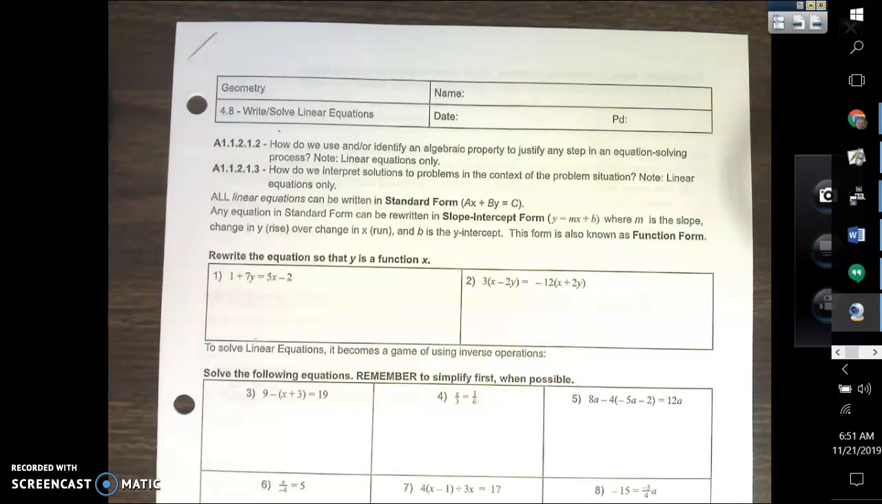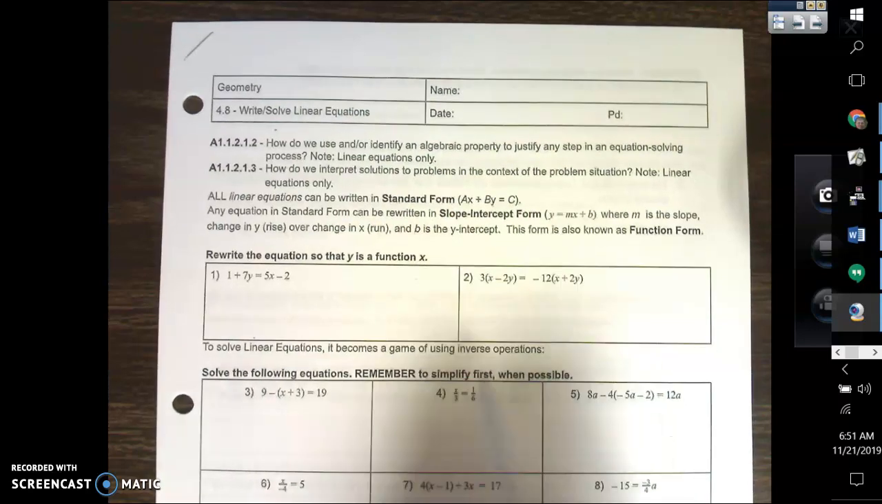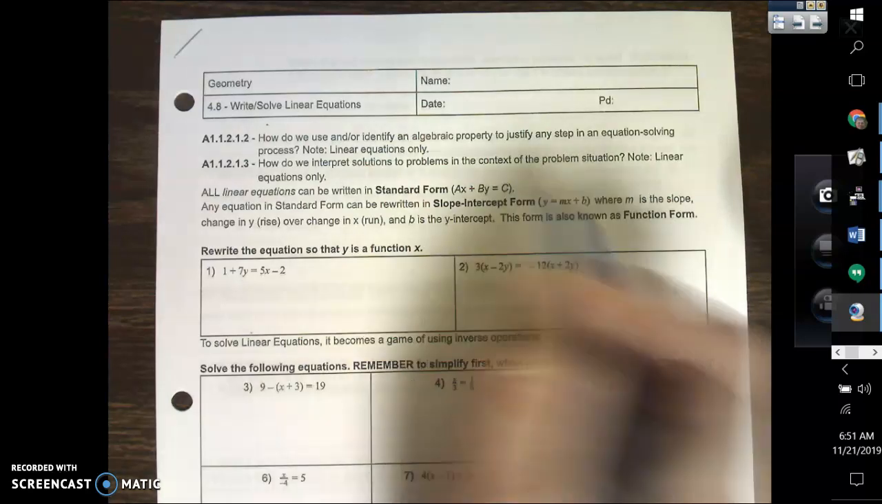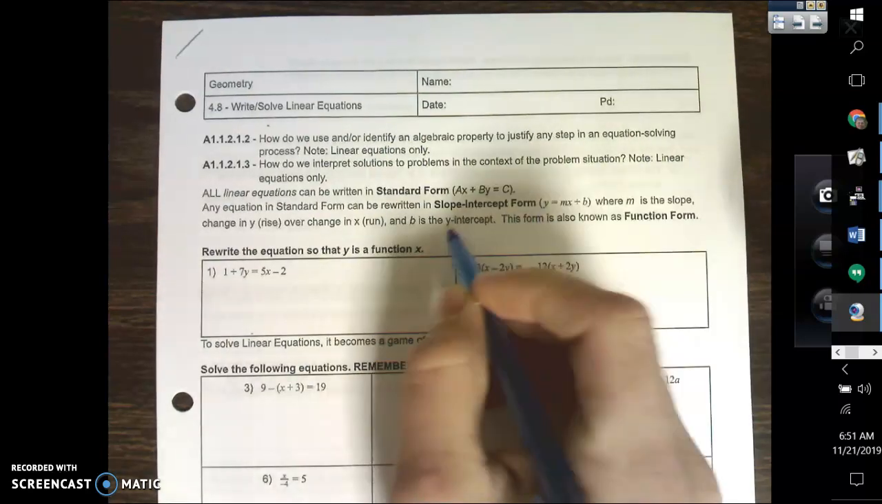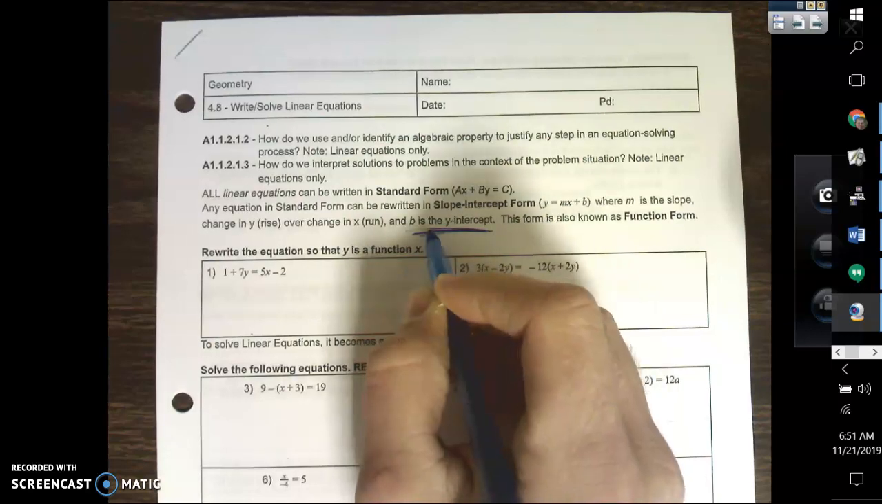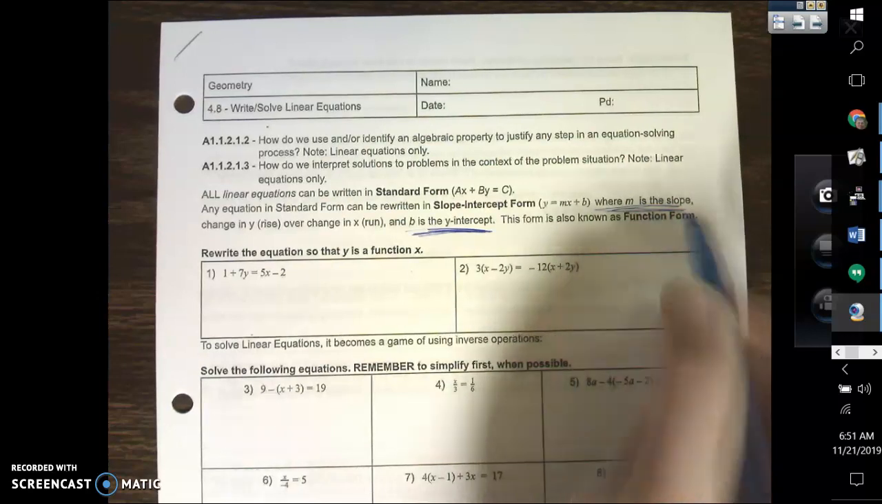Today we're taking a look at write and solve linear equations. We're going to talk about some important stuff, specifically standard form, slope-intercept form, and so on. The most important thing today is that you're comfortable with the fact that b is the y-intercept, and your slope is m. I think most of you know that already, and we're going to talk about that in better detail as we go on.